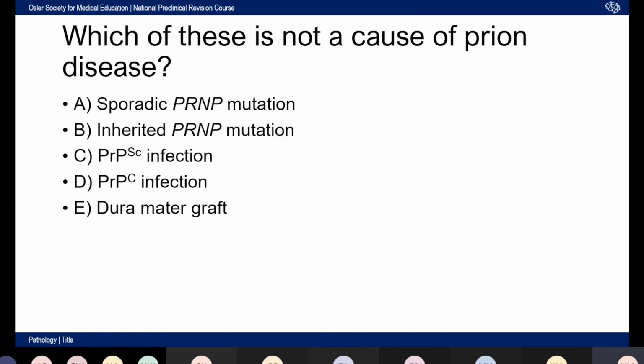So back to Socrates. And the question is, which of these is not a cause of prion disease? Wonderful, most of you guys have answered now. Amazing, PrPc infection. So all of these others can cause prion disease, and PrPc, as you guys correctly remembered, is the normal version of PrP. And the dura mater graft is a type of brain graft that if the person that you're getting it from has CJD, then that could cause infection in the recipient.